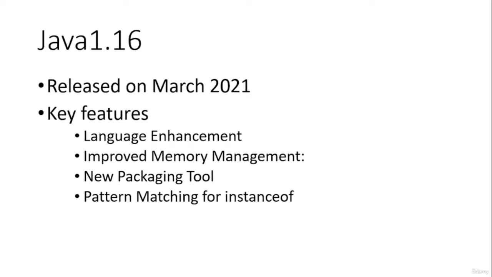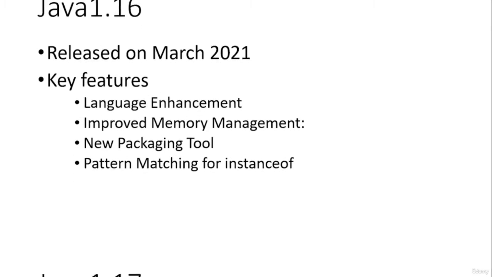Now the next version of Java is Java 16, which was released in March 2021. Key features include language level enhancements. The next feature is improved memory management. Java internals memory management was improved. Next feature is new packaging tools. A new packaging tool was introduced. Next thing you need to mention is that pattern matching for instanceof was standardized in Java version 16.